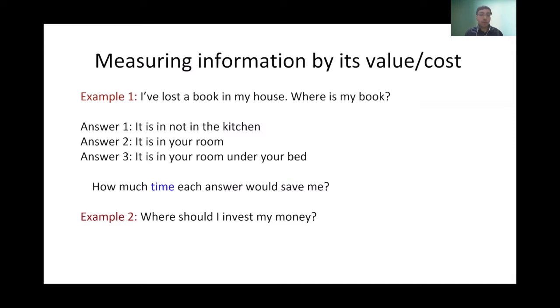Another example, suppose I'm a businessman and I want to invest my money. I want to buy stocks, for instance. So I go and ask somebody, where should I invest my money? And I might ask an expert, and the expert tells me something. So how much profit I would make with that answer can be used to define the value of that information for me. So this is a way of measuring information by its monetary value, right? How much profit it would give to me. This is also one way of measuring information. So by measuring information by its value or cost, we are interested in the utility that we can obtain once we know the answer to the question, or once we receive the information.